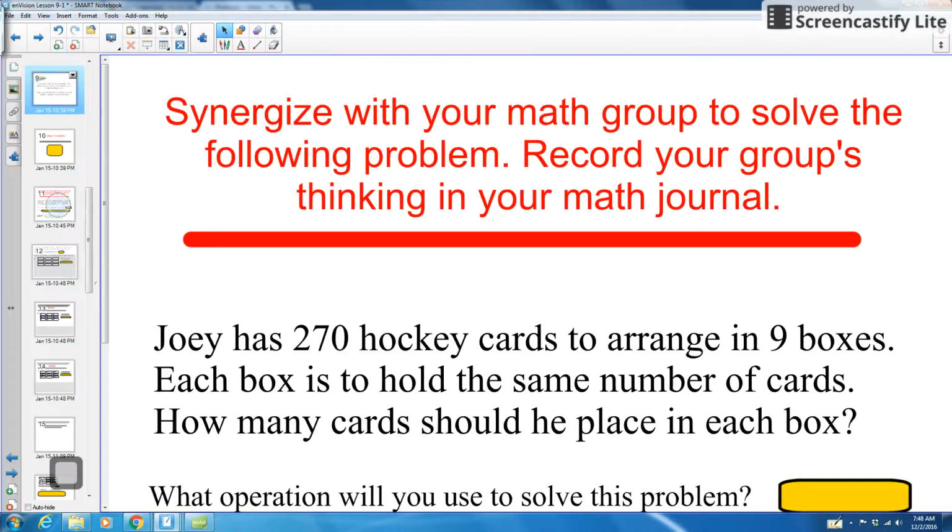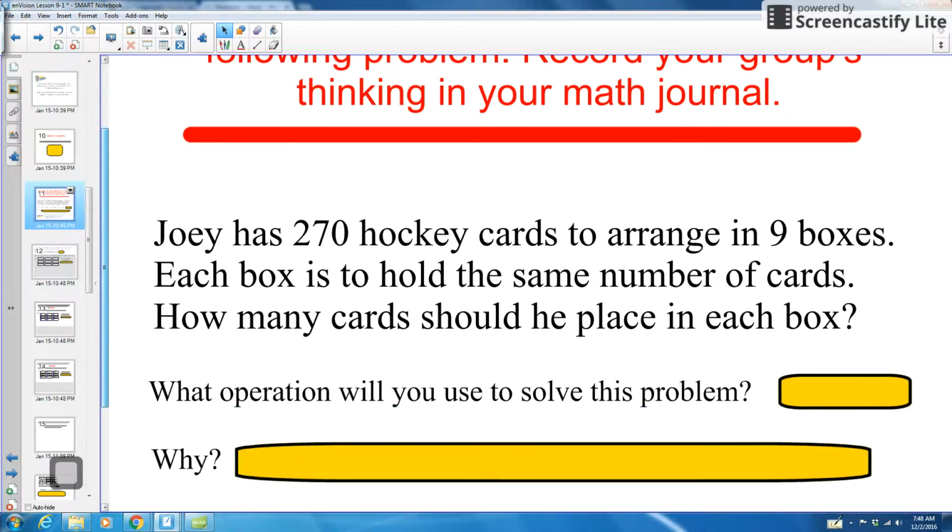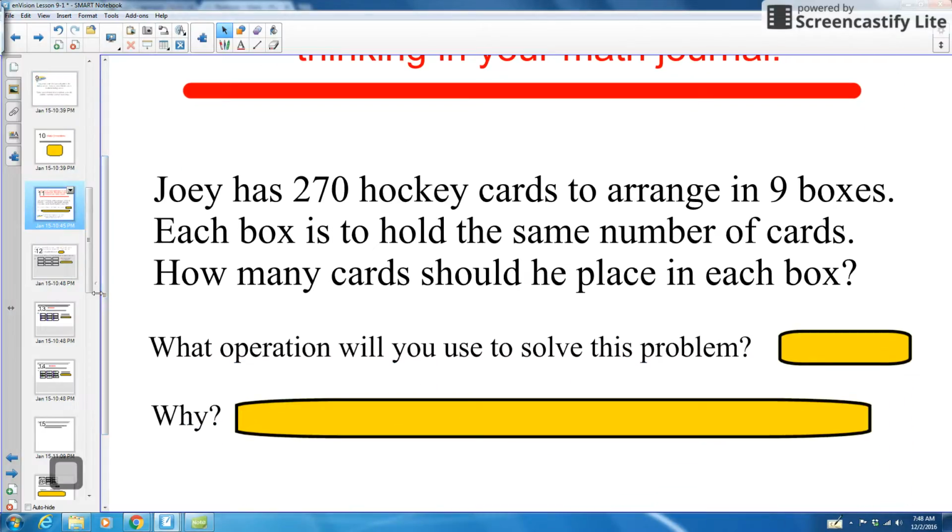So let's go right into our warm-up problem. It says Joey has 270 hockey cards to arrange in 9 boxes. Each box is to hold the same number of cards. How many cards should he place in each box?